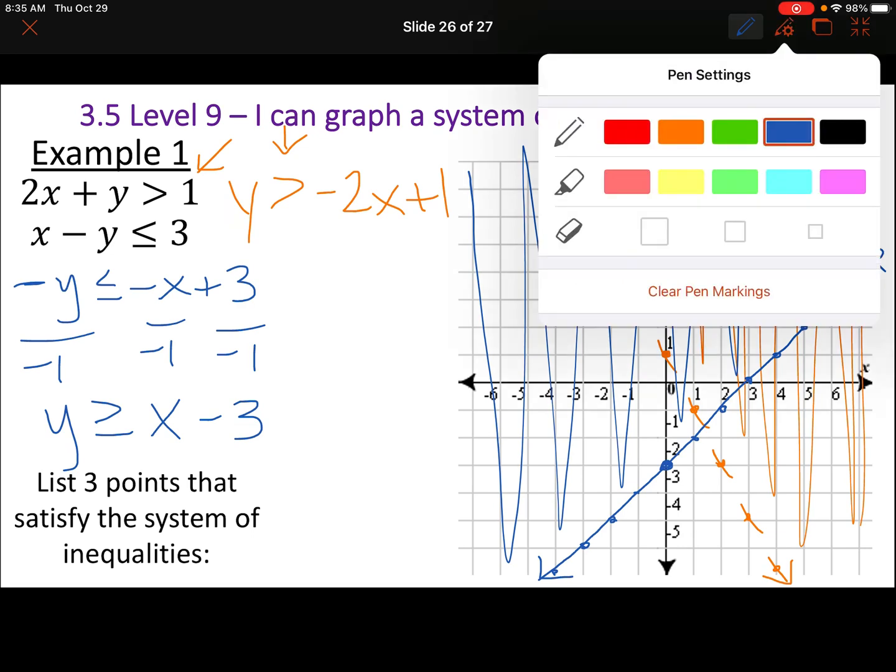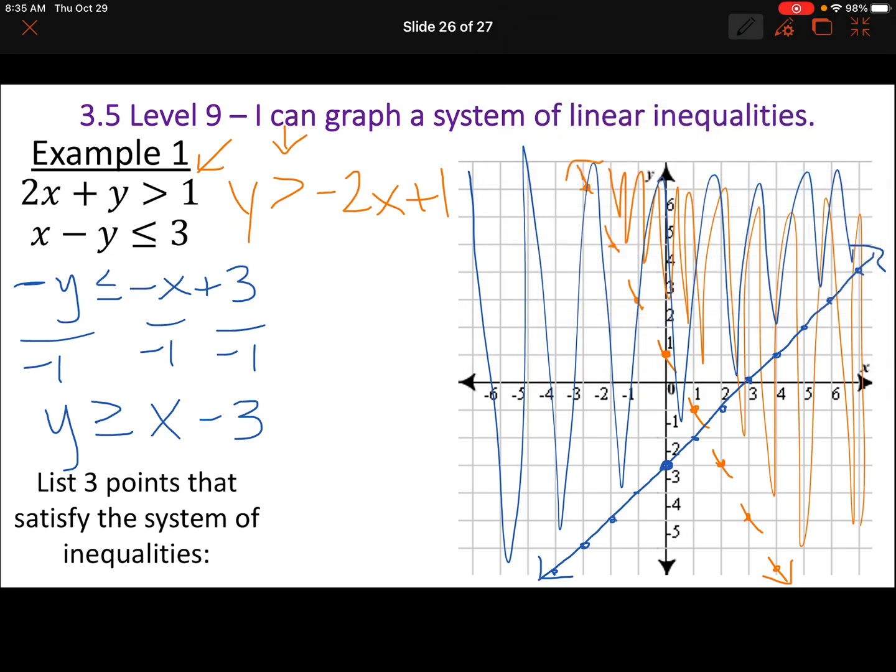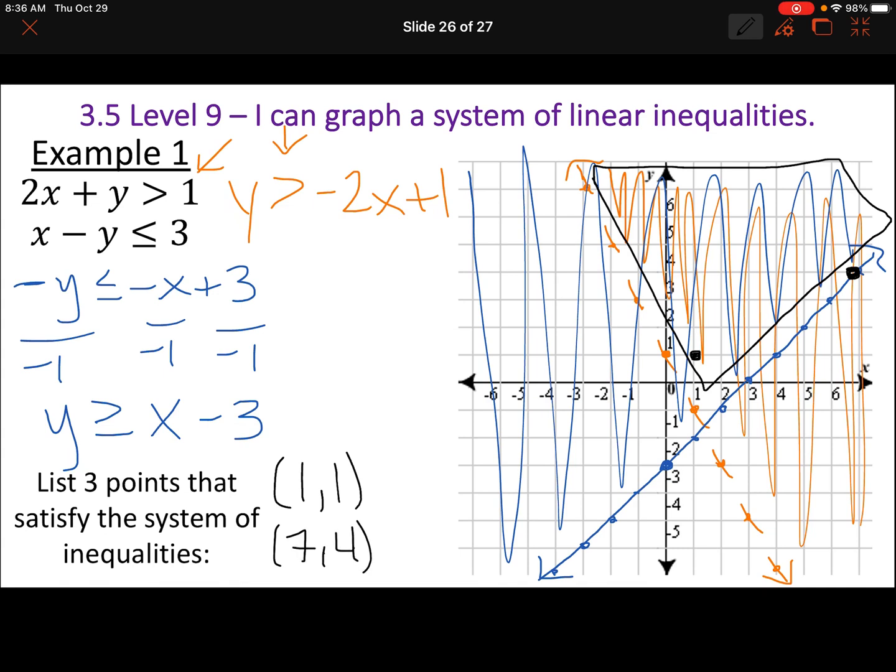Now it says to list 3 points that satisfy the system of inequalities. If it satisfies the system, that means it's going to be in this area up here where we shaded both orange and blue. So for example, the point 1, 1 satisfies the system. This solid line, so like this point right here, 7, 4, satisfies.